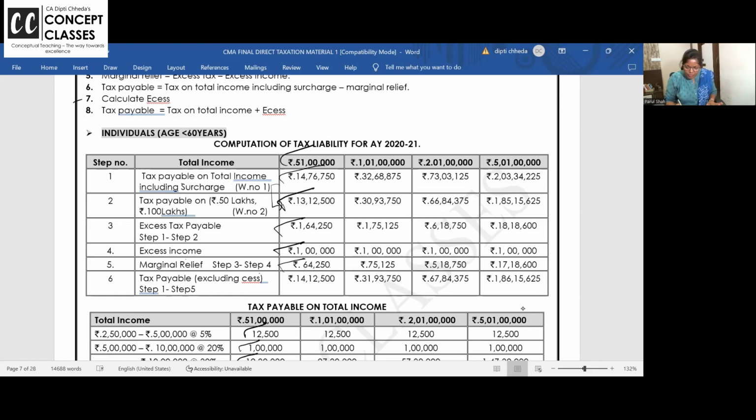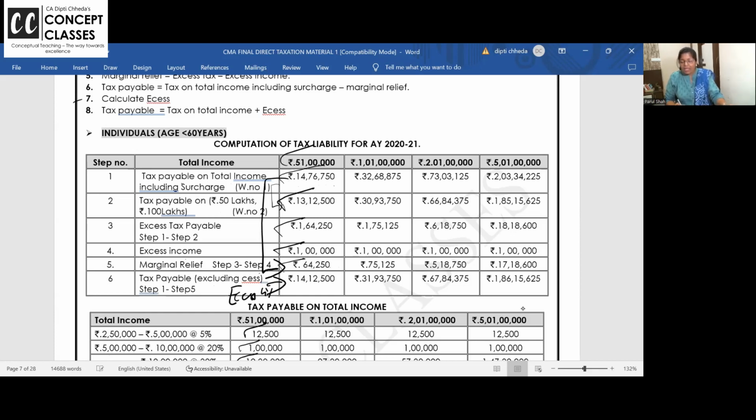So this relief you will get. Your original income is 51 lakhs. And your tax payable, if you have this printout, do this. What is your tax payable? 14,76,750 minus 64,250. So what is your tax payable? 14,12,500. Clear to all of you or not? This is excluding ESES. And now the correct positioning of ESES. Where will you add ESES here?